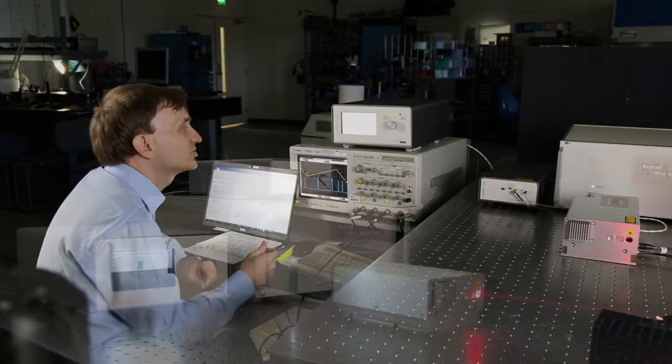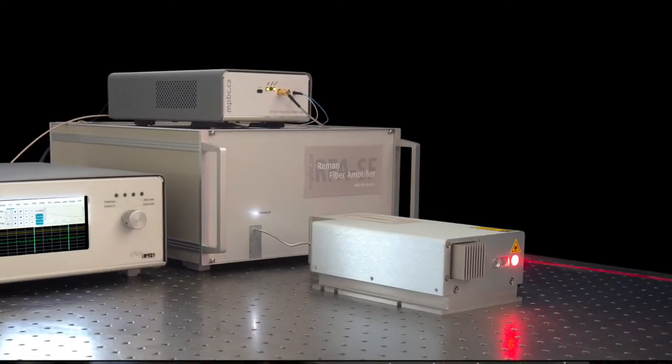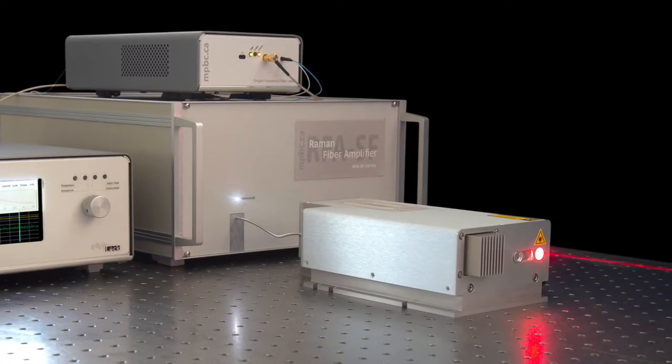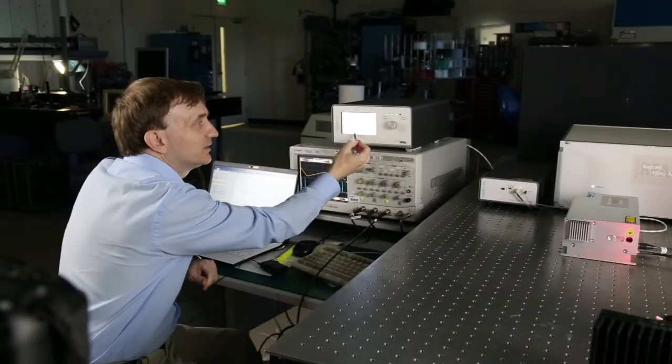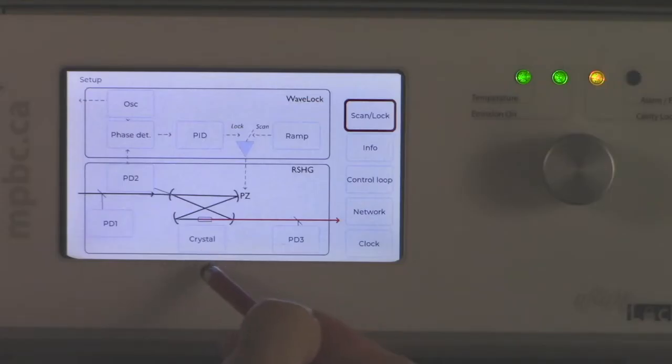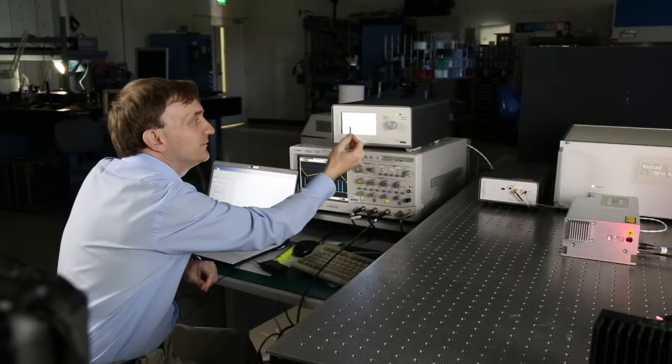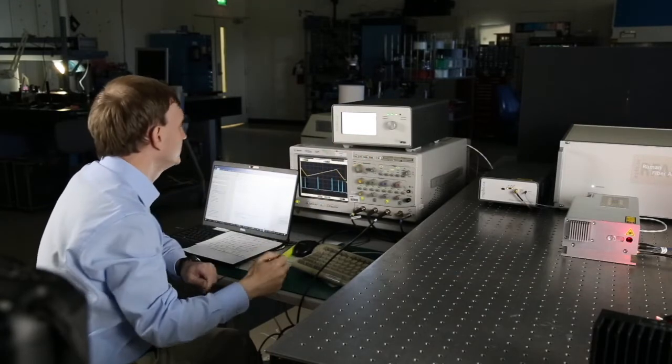Now we're going to look at the functionality of the resonant second harmonic generation. At the very heart of the system is a nonlinear crystal. It's placed inside a bow tie cavity. We inject infrared light over here on this mirror, and it travels many, many times in this path. A very high infrared intensity builds up inside the cavity.